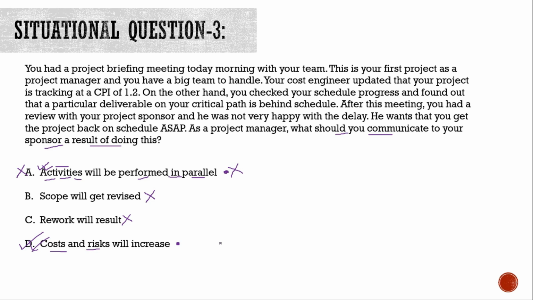So if you read the PMBOK, read the part on fast tracking and crashing, and you will see that it is written that whenever you do any schedule accelerations or any schedule compression techniques, your costs and risks will increase. And that is also very true for real life projects. And that is why option D is the correct option for this question.